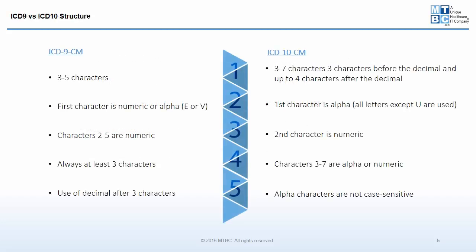Right now, ICD-9 has 3 to 5 characters. The first character is numeric or alpha. Characters 2 through 5 are numeric, there are always at least 3 characters, and a decimal is used after 3 characters. ICD-10 has 3 to 7 characters, 3 characters before the decimal, and up to 4 characters after the decimal. The first character is alpha. The second character is numeric, and characters 3 through 7 could be either alpha or numeric. Alpha characters are not case sensitive.